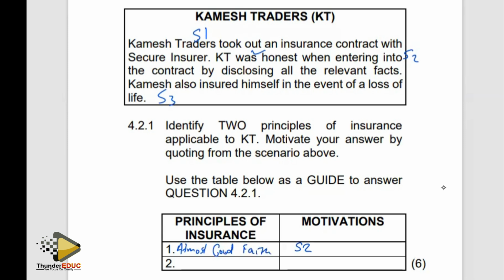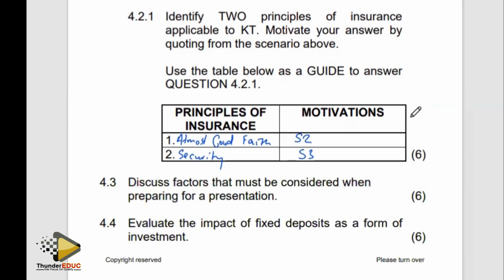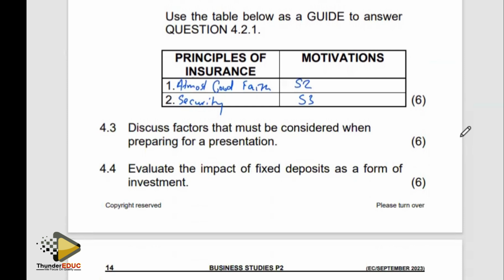Right. So now it actually says, in sentence number 3, that it addresses the issue of security, where it says Kamesh also insured himself in the event of a loss of life. Okay, right. So now let's move on to the next question, which is 4.3. So now 4.3 reads as follows.